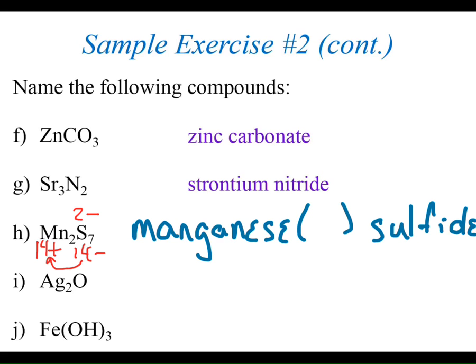But I have 2 manganese. So 2 times what is 14 positive? Take that and divide it by the number there is. So 14 divided by 2, each one must be 7 plus. So Roman numeral 7, VII.